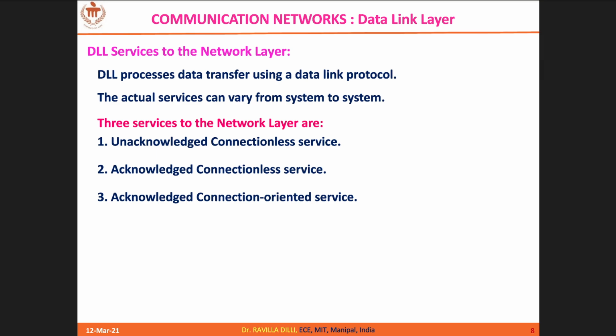Now the first one is unacknowledged connectionless. I am not going to establish a prior connection for my data transmissions, and also there won't be any acknowledgements at the sender for the data transmissions. So the sender obviously doesn't know whether the receiver has received the frame successfully or not. That's about the first service. The second one is, even though it is a connectionless service, we still get acknowledgements. So the sender will have an idea of the success of the frame at the receiver.